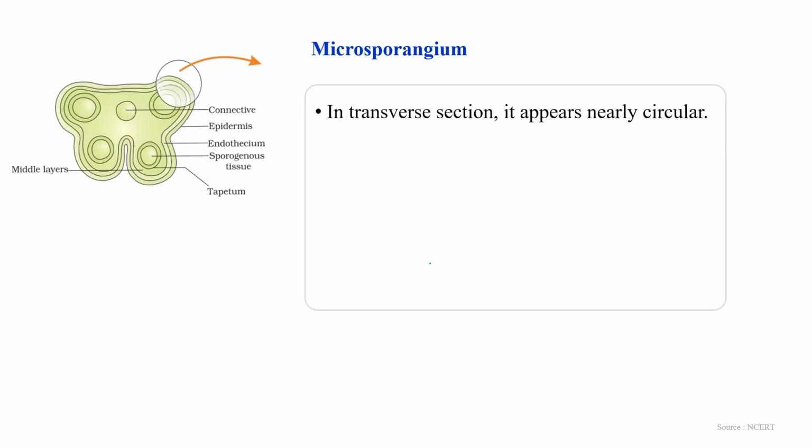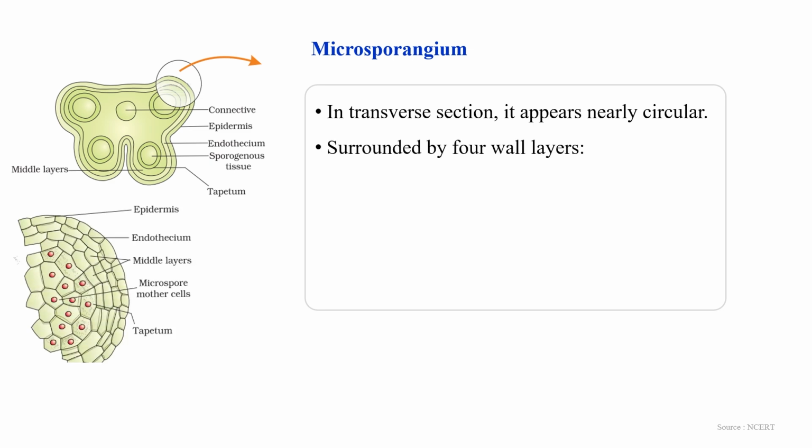Now, microsporangium. This microsporangium, if we cut it transversely, then in transverse section it appears nearly circular in structure. As you can see, these are comparatively circular structures, right? So this microsporangium is surrounded by 4 different layers, 4 wall layers.